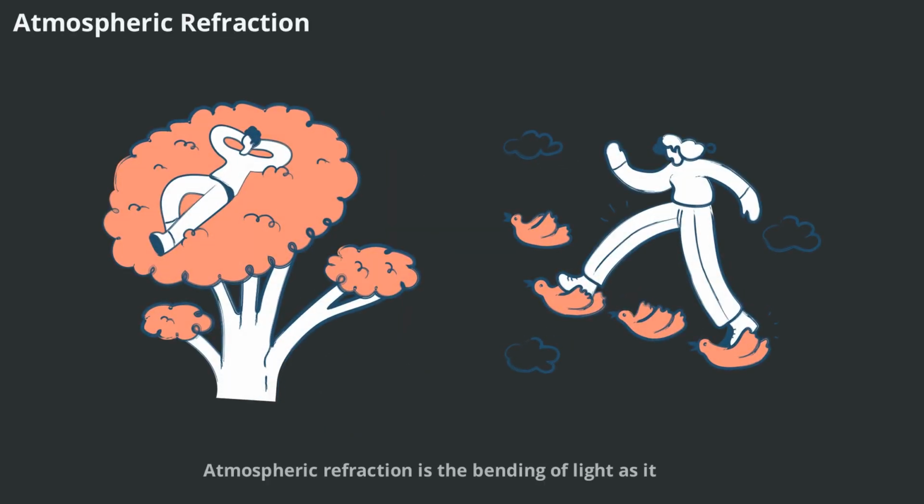Atmospheric refraction is the bending of light as it passes through layers of the Earth's atmosphere with varying densities. This effect causes stars to appear twinkling and sometimes shifts their apparent position in the sky. It also explains phenomena like the apparent flattening of the sun, sunrise, and sunset. Atmospheric refraction is a key reason why our view of the night sky is so dynamic and ever-changing.